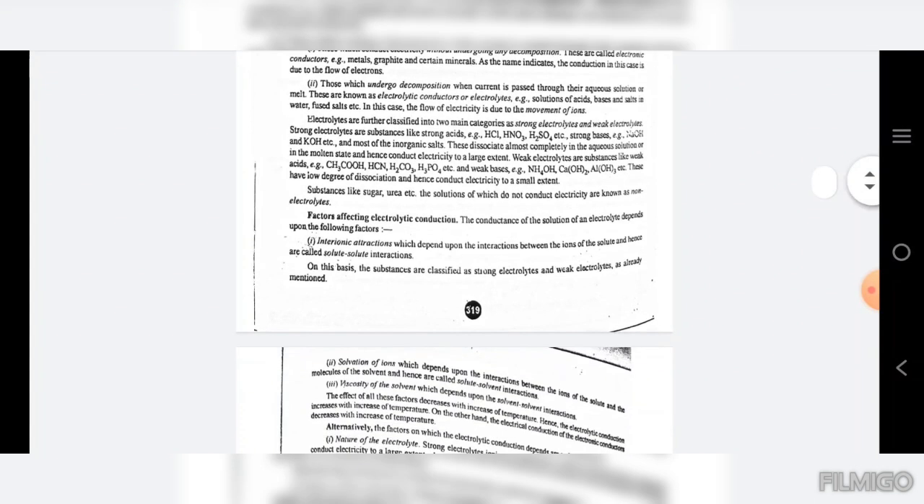Second, those which undergo decomposition when current is passed through their aqueous solution or melt. These are known as electrolytic conductors or electrolytes. Example, solutions of acids, bases, and salts in water, fused salts, etc. In this case, the flow of electricity is due to the movement of ions. Electrolytes are further classified into two main categories as strong electrolytes and weak electrolytes.